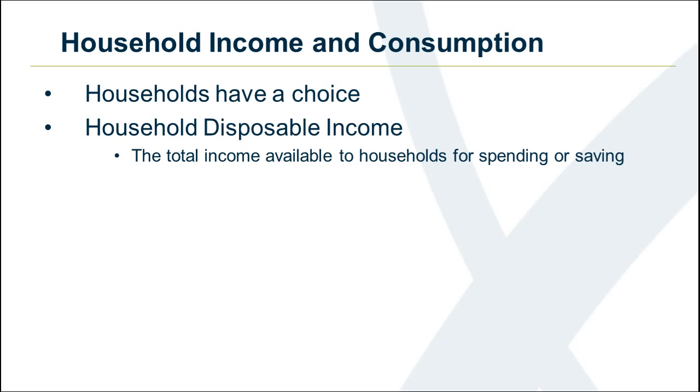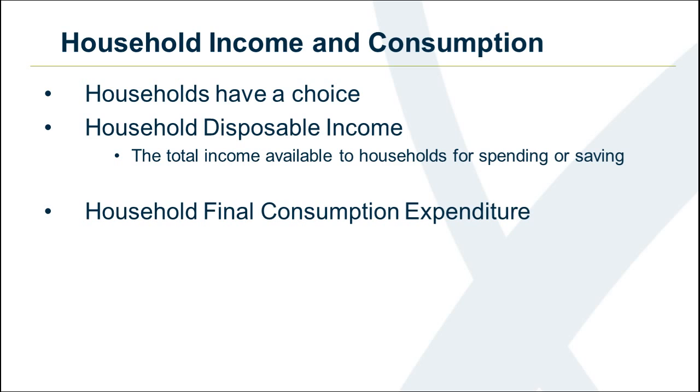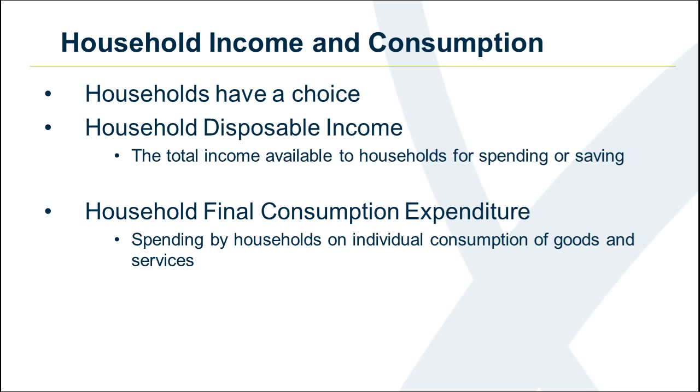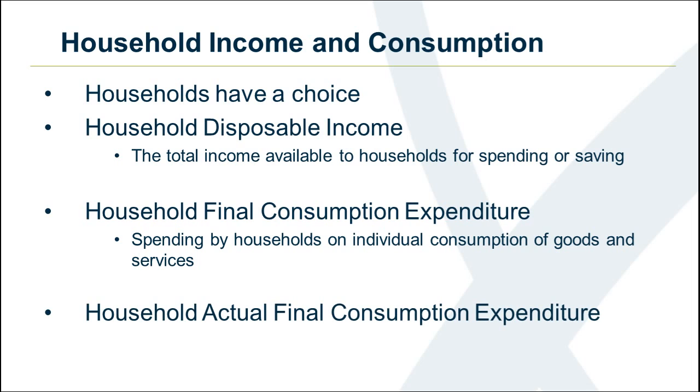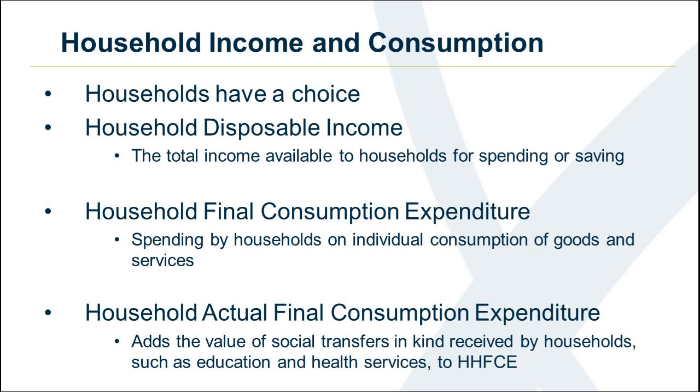However, people receive satisfaction from spending rather than income. Since the decision to either spend or save income may vary across nations, disposable income may not fully indicate the economic well-being of a country. Therefore, we must also consider household final consumption expenditure, the amount households spend on goods and services. Finally, we will also consider household actual final consumption expenditure, which additionally includes government spending on households. For example, the provision of health and education services.